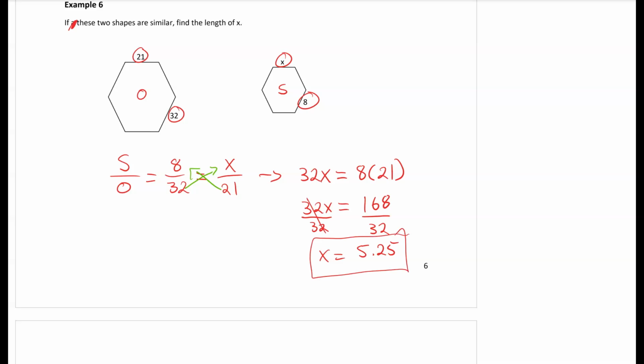So we've looked at a couple different terms and their definitions today, and we really looked at using scale factor to solve for missing sides.